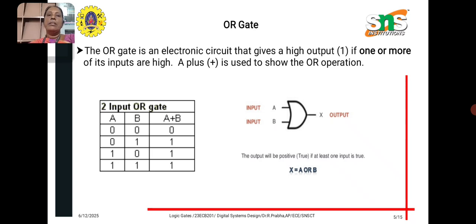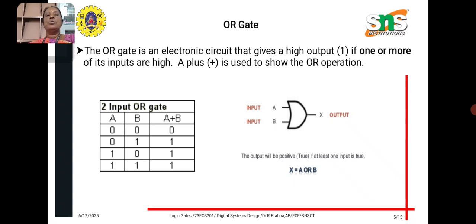So next is OR gate. The OR gate is an electronic circuit that gives a high output if one or more of its inputs are high. So if at least any one of its inputs is high, it gives high output. A plus sign is used to represent this OR operation, and this performs addition function. The truth table given at the left side has A, B as the inputs, and its output is A plus B.